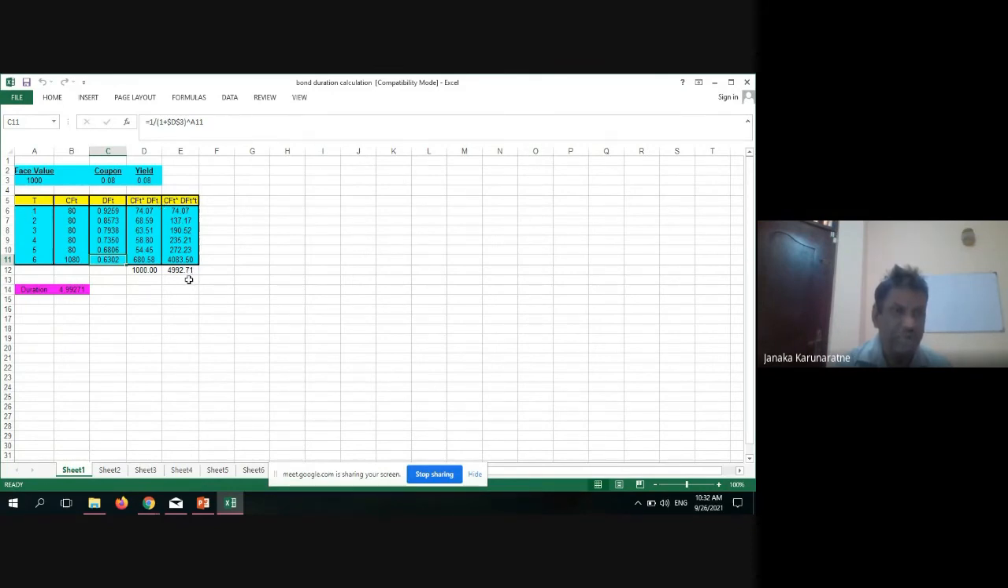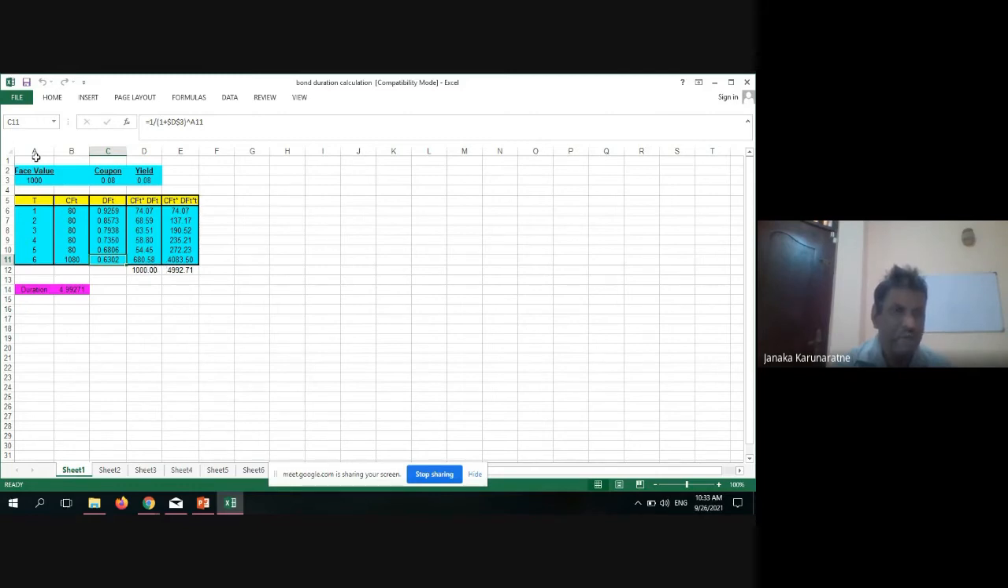The total summation is 4,992. The bottom part, the denominator, is the present value of cash flows, that is CFT times DFT, which comes to 1,000. So the duration is CFT times DFT times T divided by 1,000, that is 4.99271. So this divided by this. If you look at the bottom part of the equation, that is the denominator, the price is 1,000.